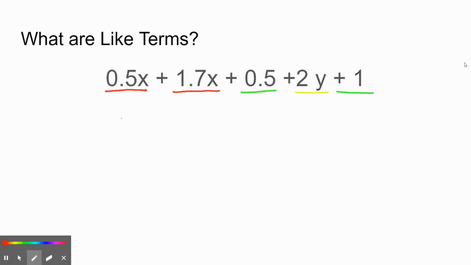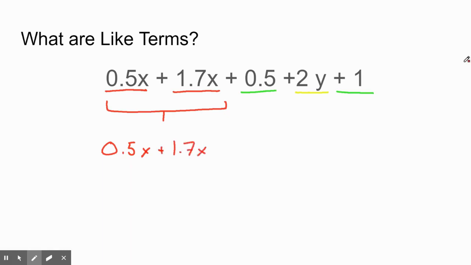In terms of combining like terms, we are either going to add or subtract the like terms. So for example, since these are both like terms, we can add these together. So we have 0.5 times x plus 1.7 times x. Because the terms are the same, the x's will stay the same, and we just have to add the coefficients. So 0.5 plus 1.7 is going to be 2.2, and we still have our x.